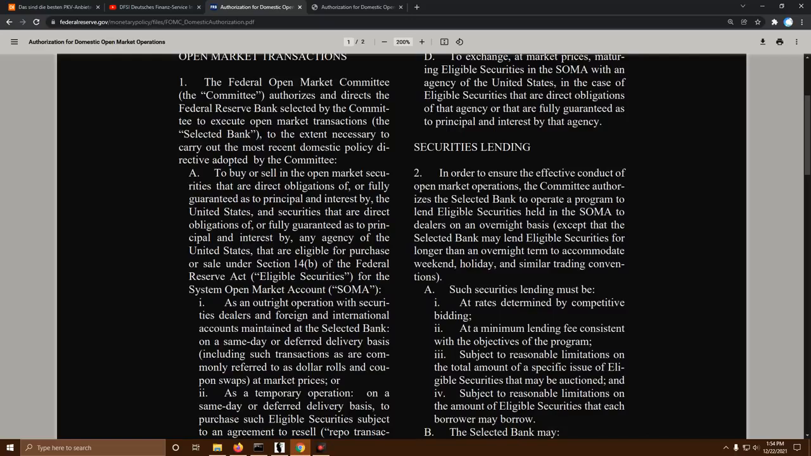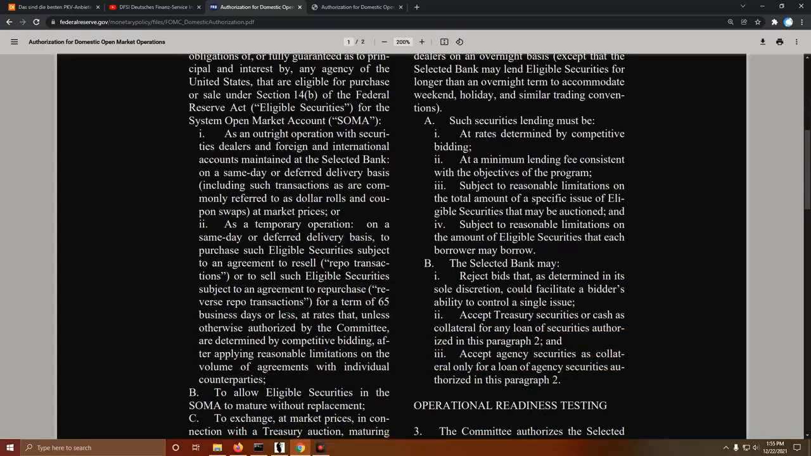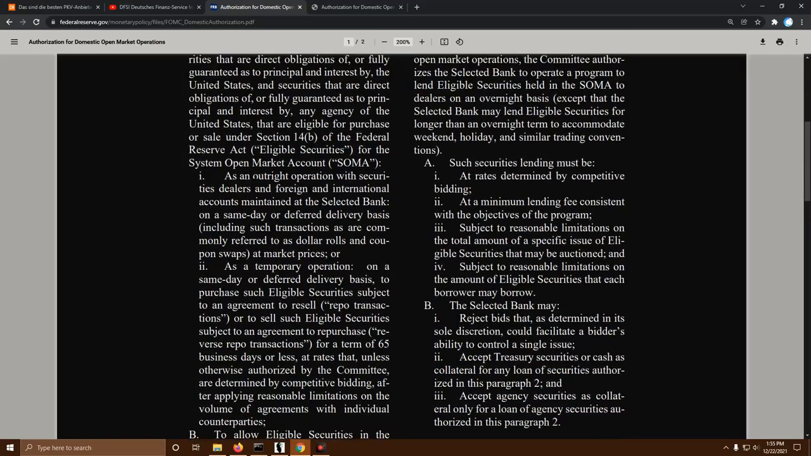So let me read that again. And securities that are direct obligations of or fully guaranteed. Or fully guaranteed. Well, what do we know about the NSCC? FTDs are fully guaranteed. Anyways, so part I here says, basically, the SOMA account eligibility is based on these criteria.